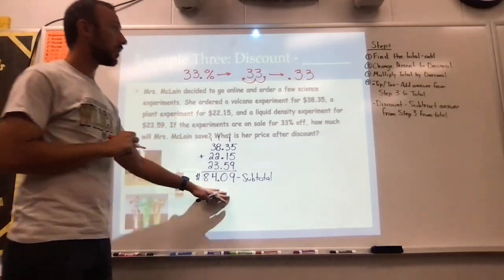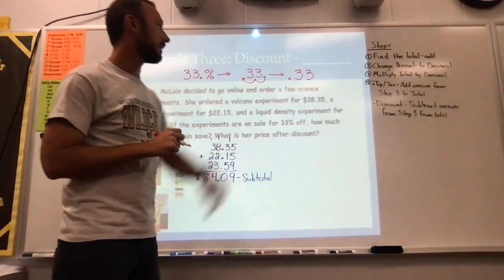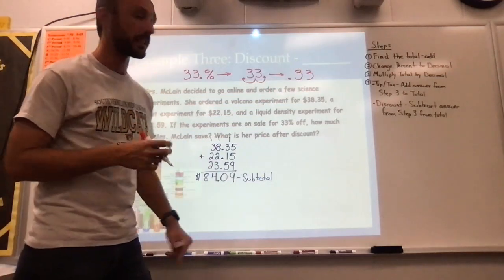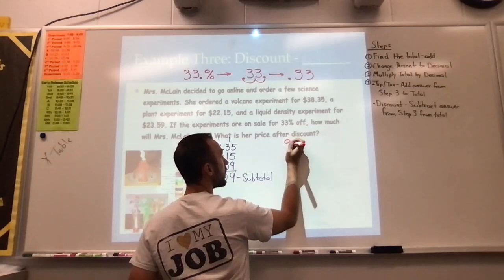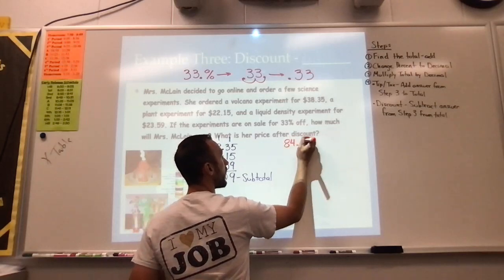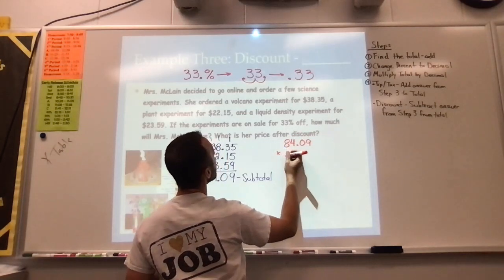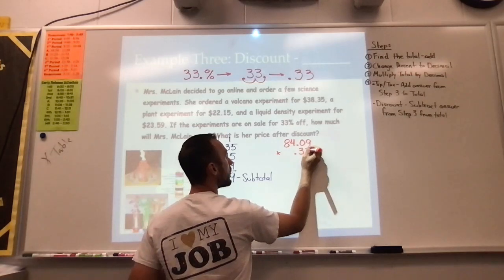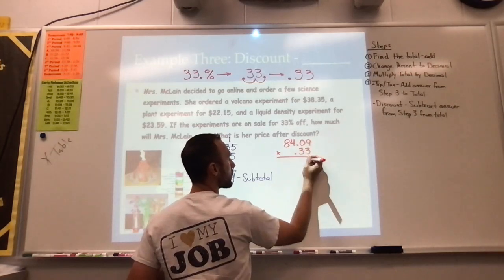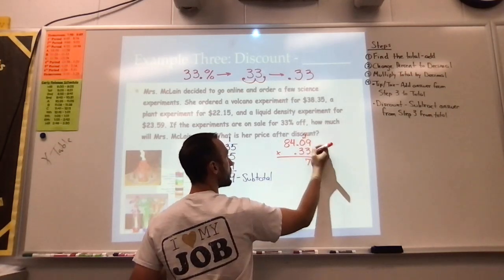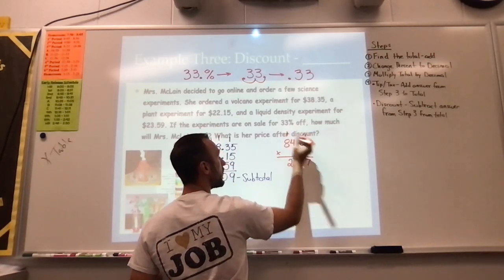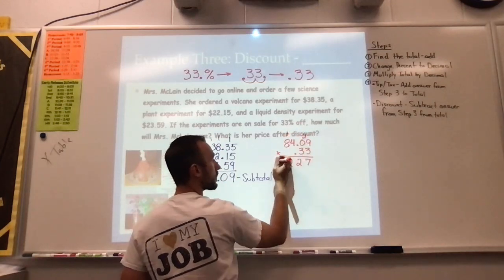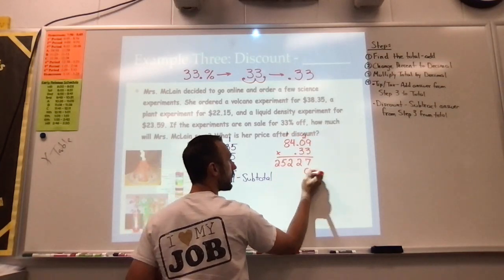So I'm going to take her subtotal and multiply it by the decimal that's equivalent to that percent. So I'm going to take 8409 and multiply that by 0.33. 9 times 3 is 27. Carry the 2. That'd be 0 plus 2 is 2. 3 times 4 is 12. Carry my 1. 3 times 8 is 24. Plus 1 is 25. My placeholder.